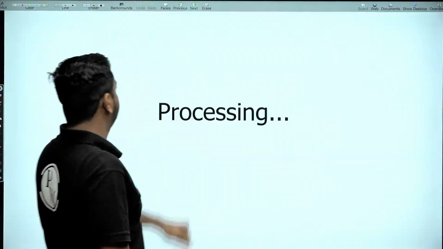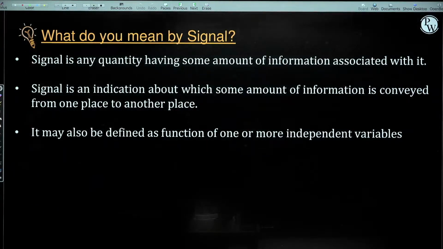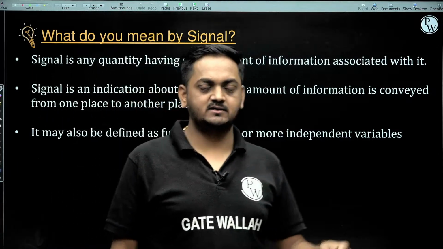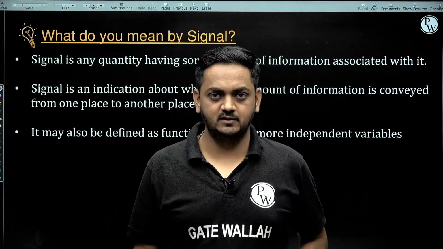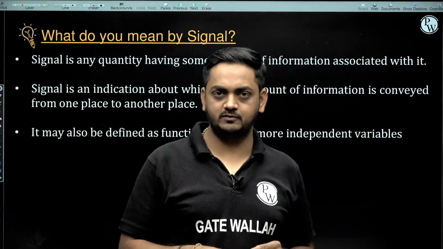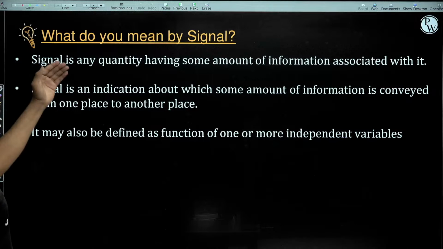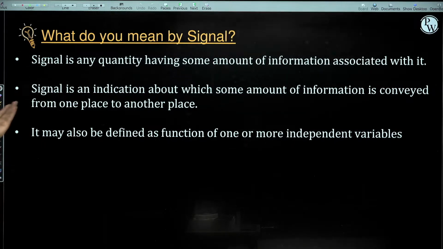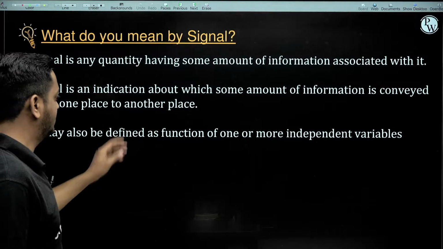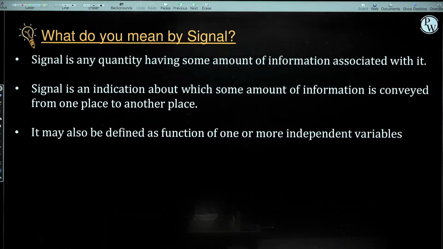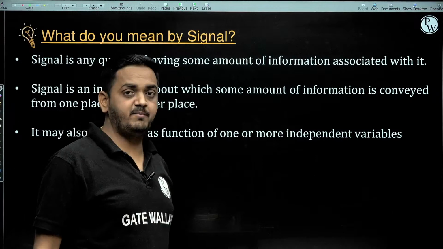So here, see the first definition. What do you mean by signal? This is also a basic interview question. If you are saying that signals and systems is your favorite subject, then they can ask a very simple question. What is the basic definition of signal? So you can say signal is any quantity having some amount of information associated with it, or signal is an indication by which some amount of information is conveyed from one place to another place. One more definition: it may also be defined as a function of one or more independent variables.